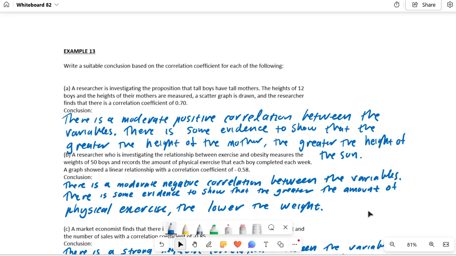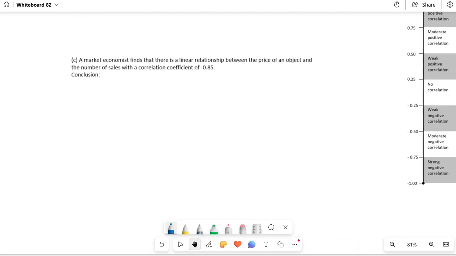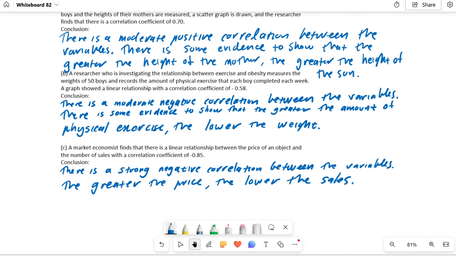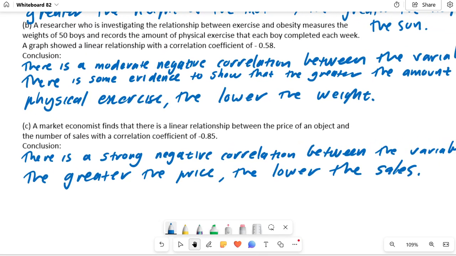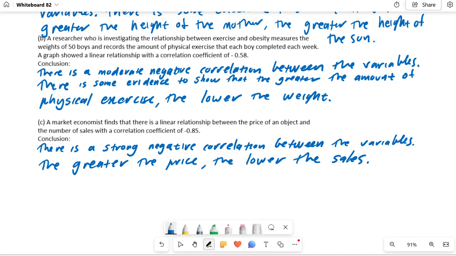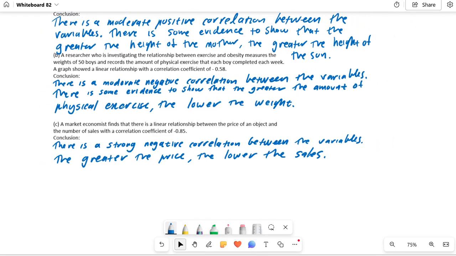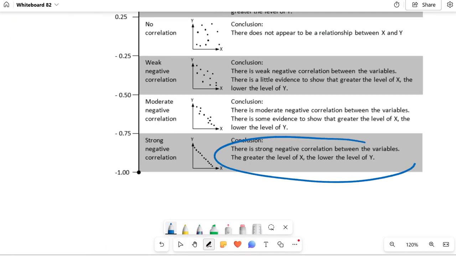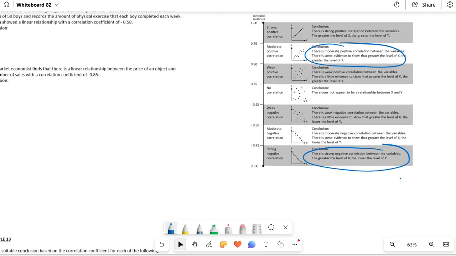Okay, and then part C with this market economist. We've got a correlation coefficient of negative 0.85, which is strong negative. Now I can be more definitive here. Our X variable, our independent variable, was the price, and the Y variable was the level of sales, or the number of sales. So I can just flat out say that there's a strong negative correlation between the variables. The greater the price, the lower the sales. As you can see by the sentences over here, using this sentence here. Okay, so that's what you need to do.